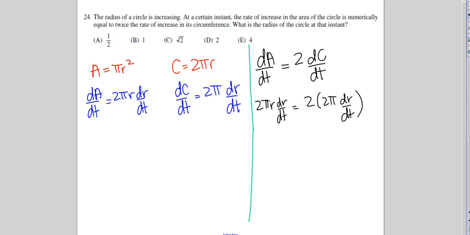I can divide dr/dt from both sides, right? I can divide pi from both sides. So I get 2r equals 4, so r is 2.